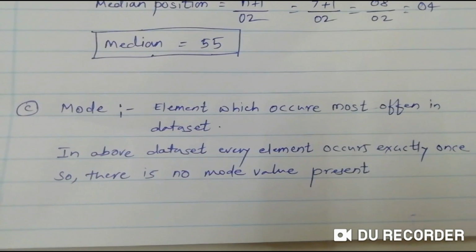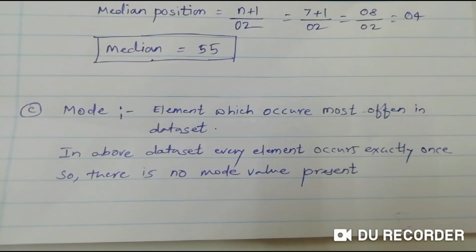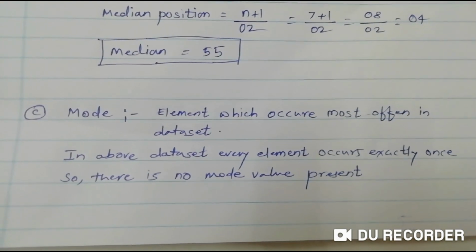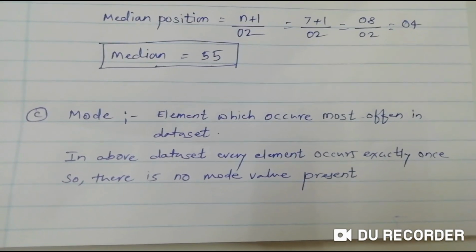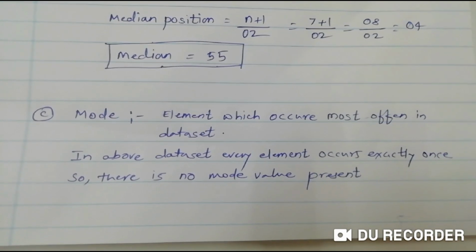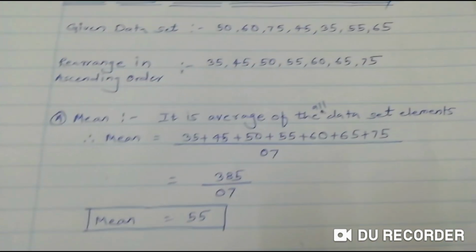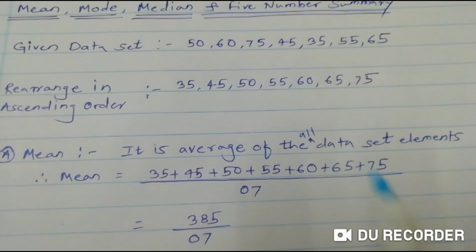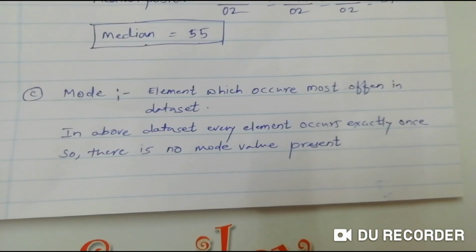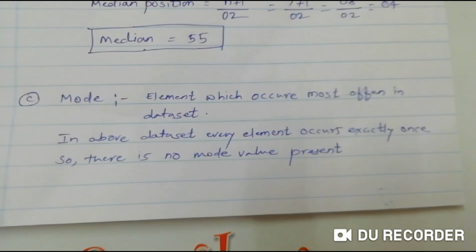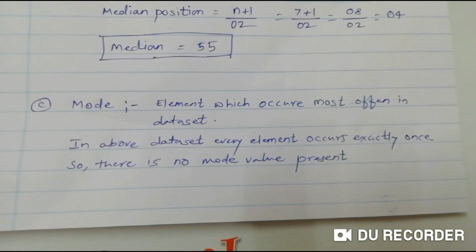Now next, mode. So mode is very easy. Actually mode is nothing but the element which occurs most often in our data set. So suppose one element 10 is occurring 2 or 3 times, which is more than other elements, so 10 will be our mode. But if we see our data set, every element is occurring exactly once, so there is no repetition. So we can say in our data set there is no mode value present.